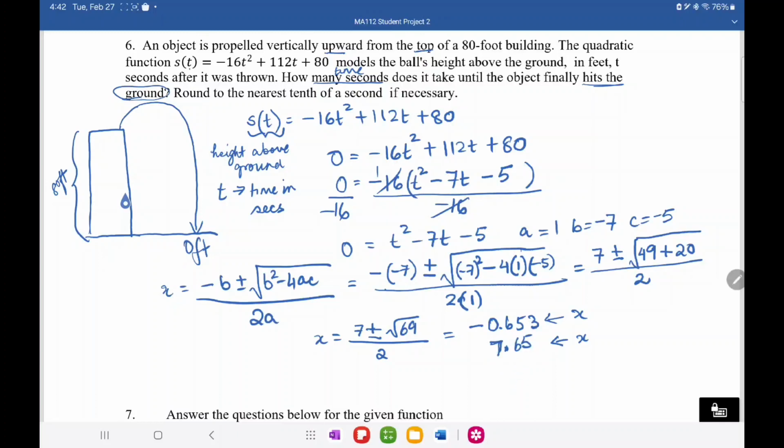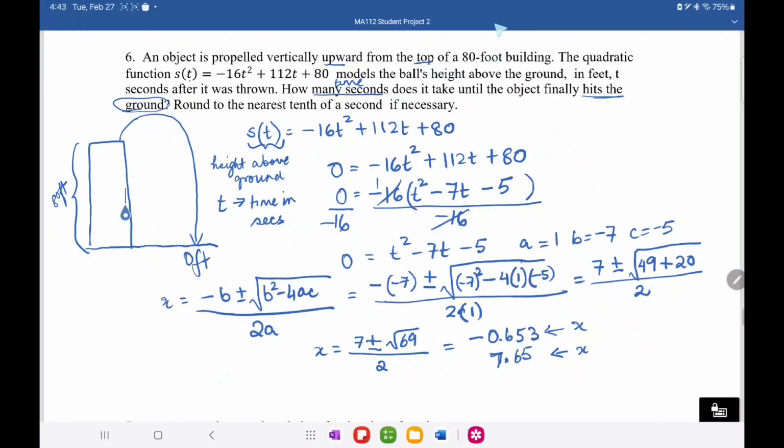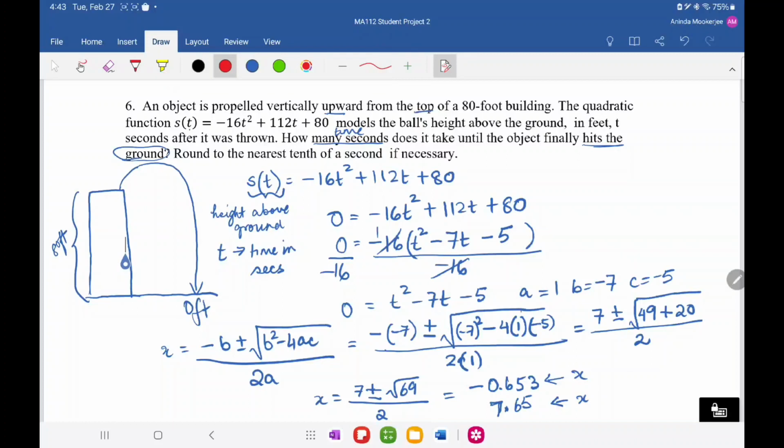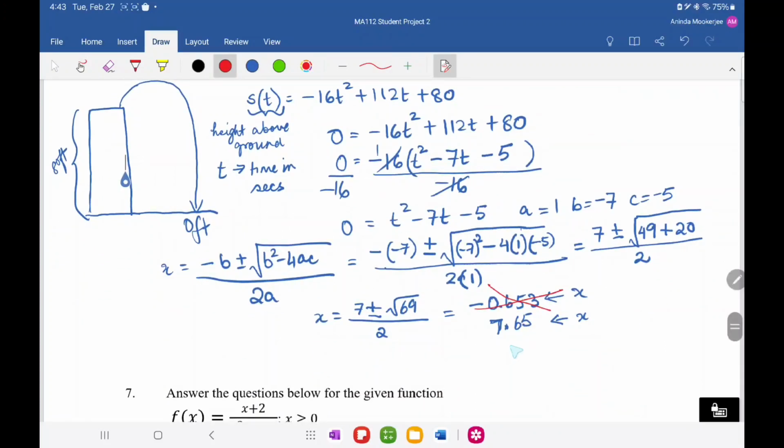Now, you have to stop and think here. Minus 0.653 for time doesn't make any sense, right? It's not applicable. So this is not a solution. This cannot be a solution because we cannot have time as a negative quantity. Therefore, 7.65 seconds is going to be our only answer for this question.